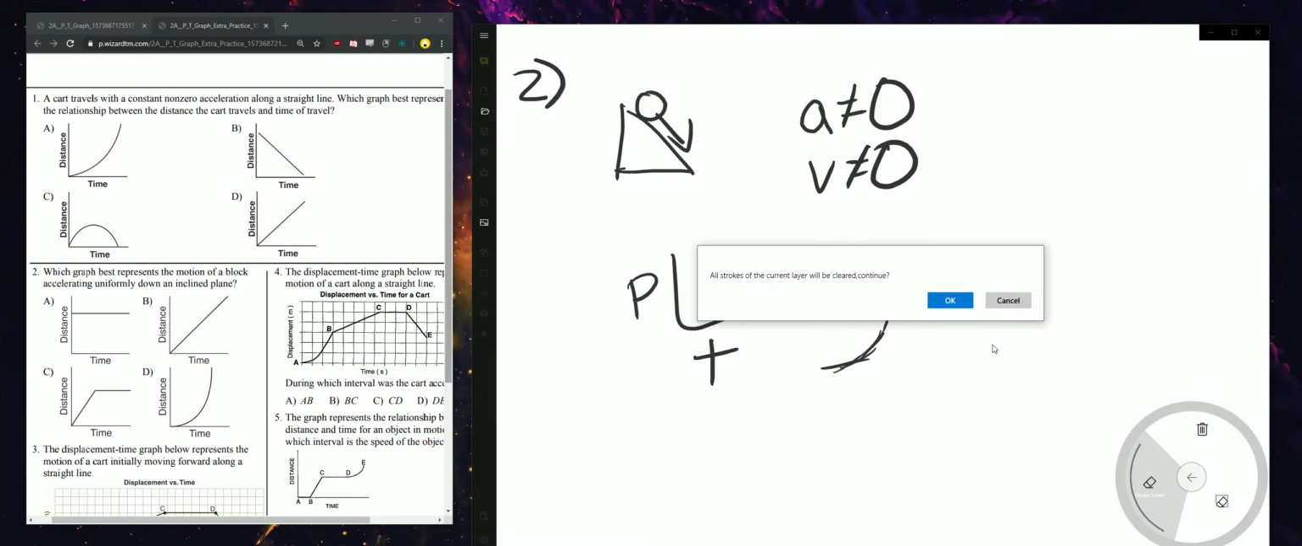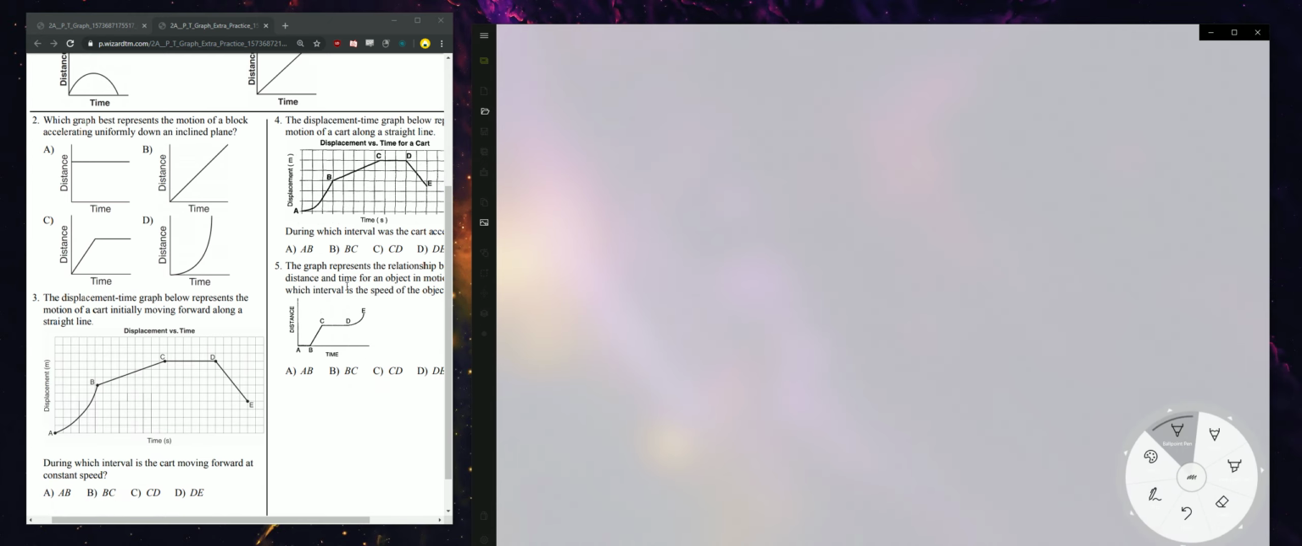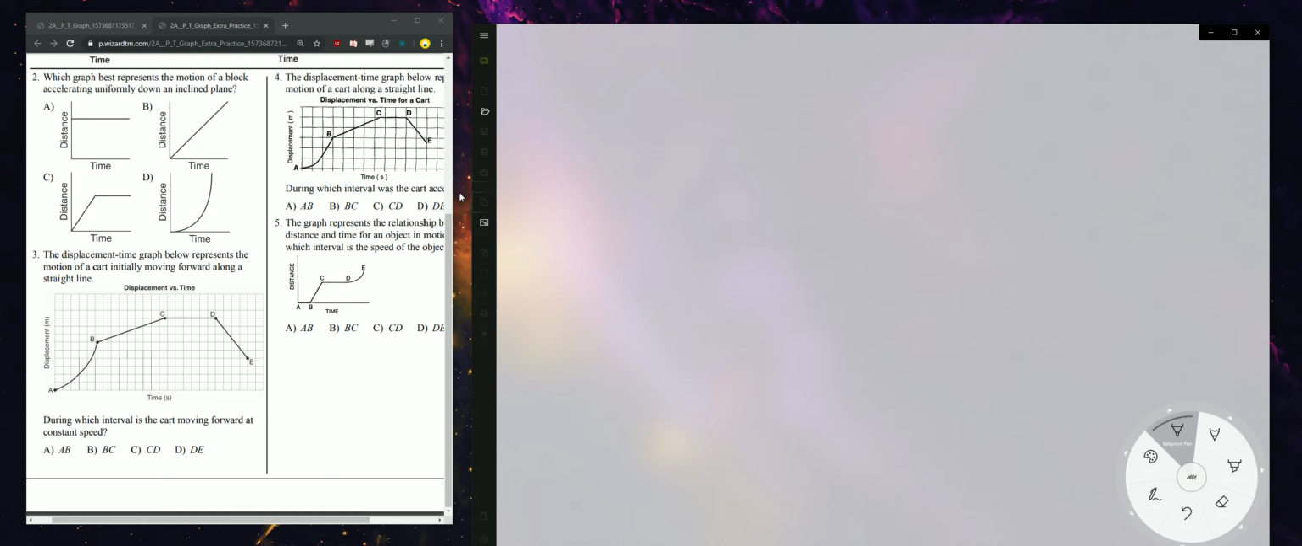Let's erase all. So now number three. During which interval is the cart moving forward at a constant speed?